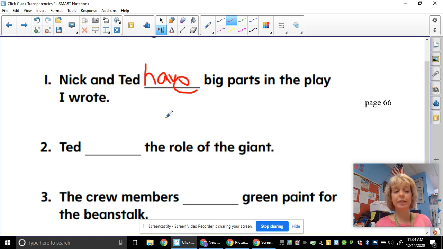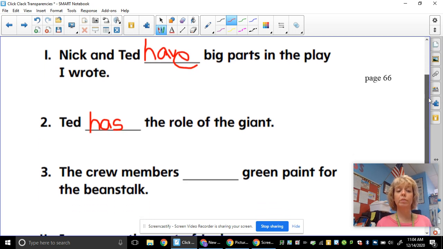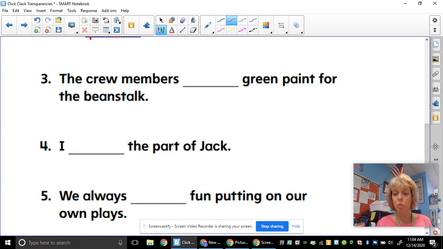All right, go into the second sentence. Ted blank the role of the giant. Ted, one person, has. You wouldn't say Ted have the role. You would say Ted has the role of the giant. The crew members have green paint for the beanstalk, or the crew members has green paint? Well, there's more than one member, so you'd say the crew members have. Okay? So you got to think of how many people and just listen to it and see what makes sense.